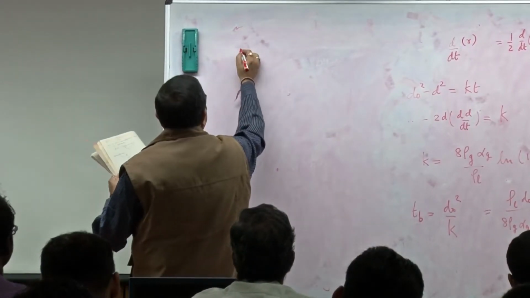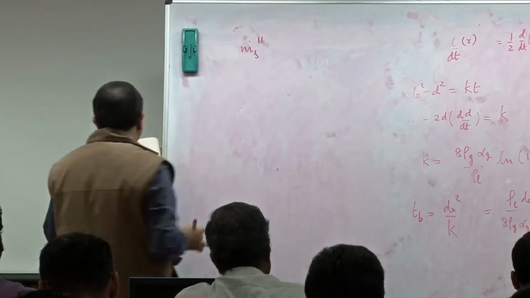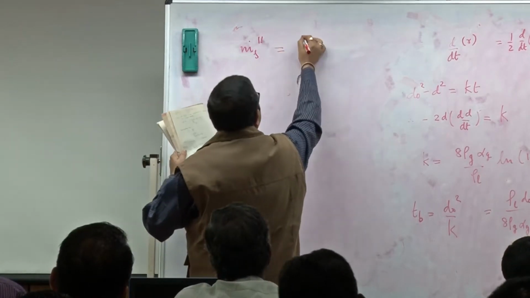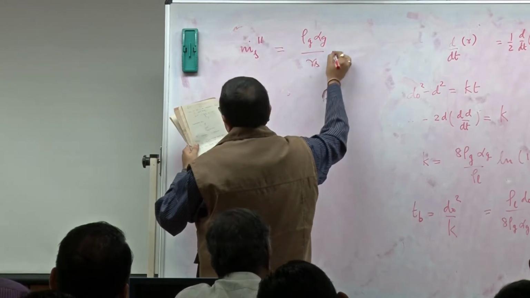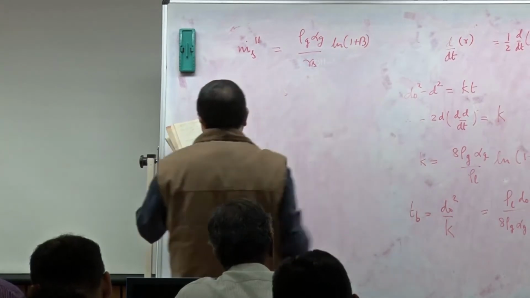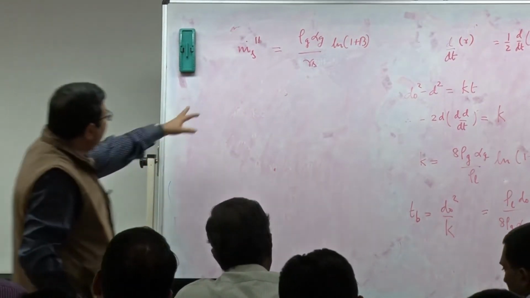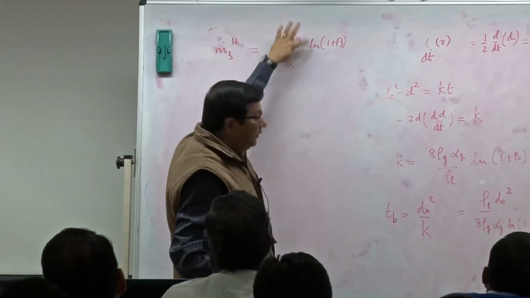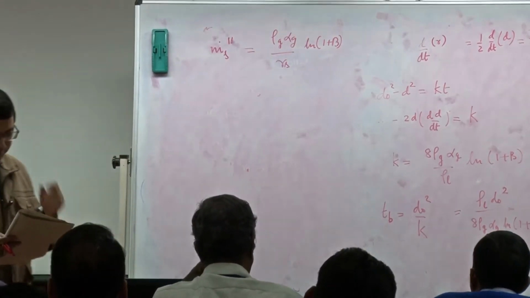So, first of all, the vaporization mass flux, we have proved that this is equal to rho g alpha g by R s ln 1 plus B. If you look at the pure vaporization part, it was only ln 1 plus B. So, this term here, which is a constant, is coming because of the heat transfer effect.